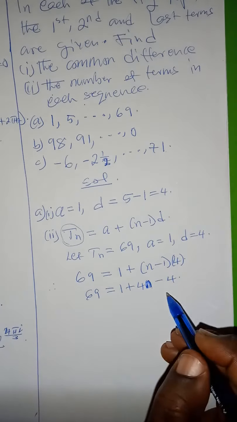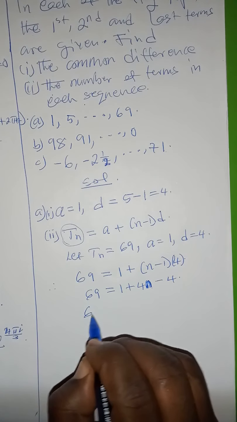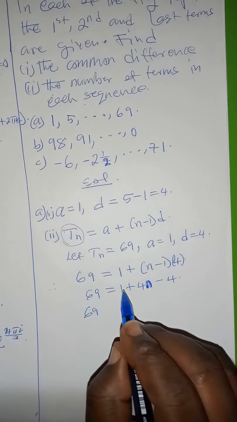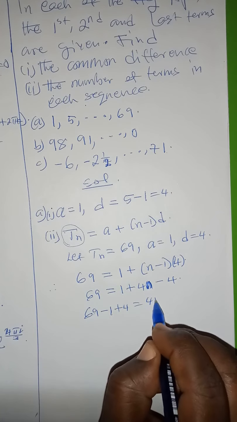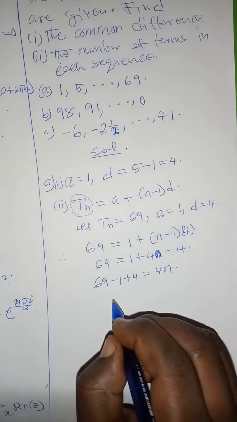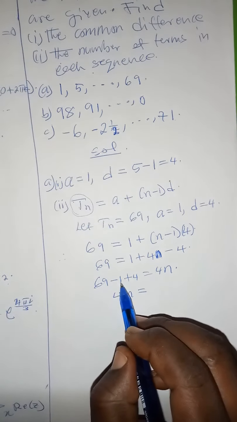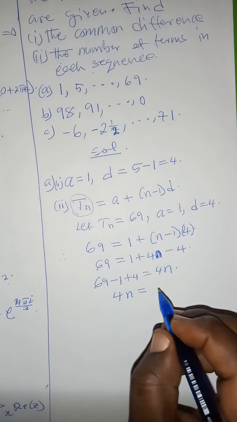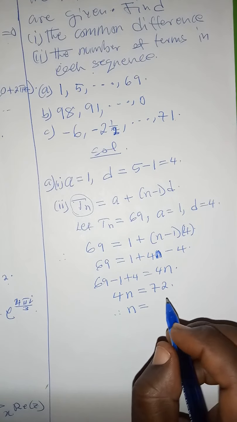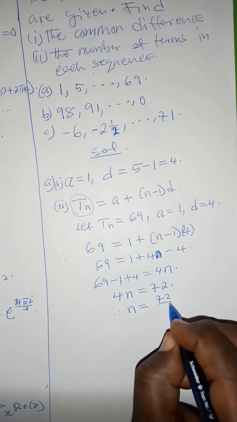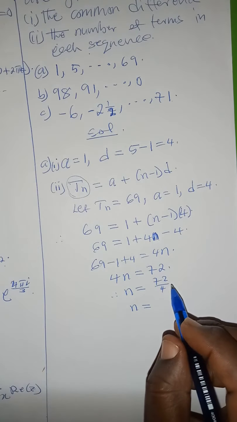So all you need to do is to collect like terms. Let me move every number down here, right? I'm going to have 69, all the numbers without coefficient, the like terms. Let me move them here: minus 1 plus 4 is equal to 4n. I'm finding n. And so 4n has to now be equal to 69 minus 1, which is 68. 68 plus 4 is 72. So therefore, n is equal to, dividing both sides by 4, 72 divided by 4.